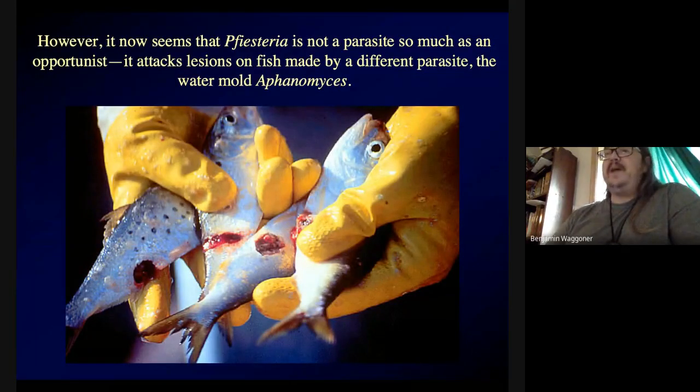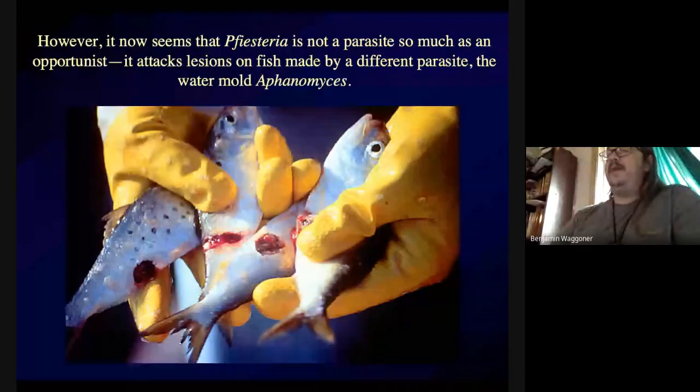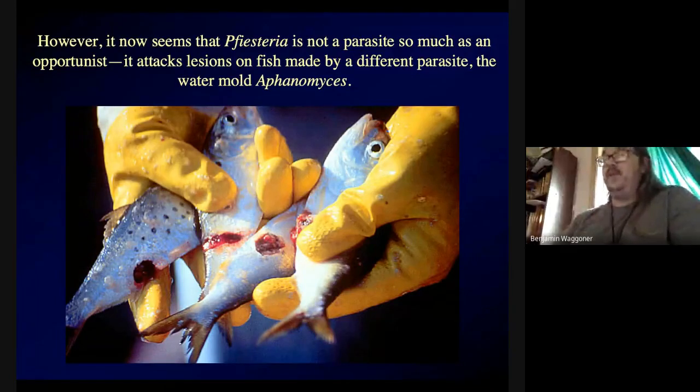We now think, though, that Pfisteria isn't a parasite, it's an opportunist. It actually attacks lesions on fish, but the lesions, the wounds, were made by a different parasite, a water mold called Aphanomyces. We talked about water molds a way back. They look vaguely like fungi, but technically they are not. They're in that Stramenopiles group. So it seems that Aphanomyces makes the initial wound, and then Pfisteria can colonize the wound. We say that's an opportunistic infection.